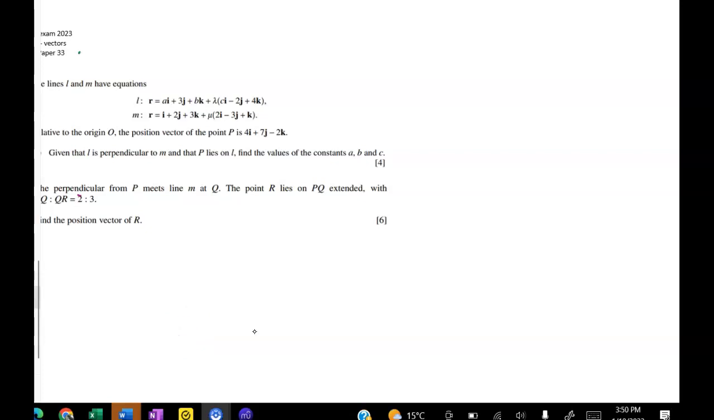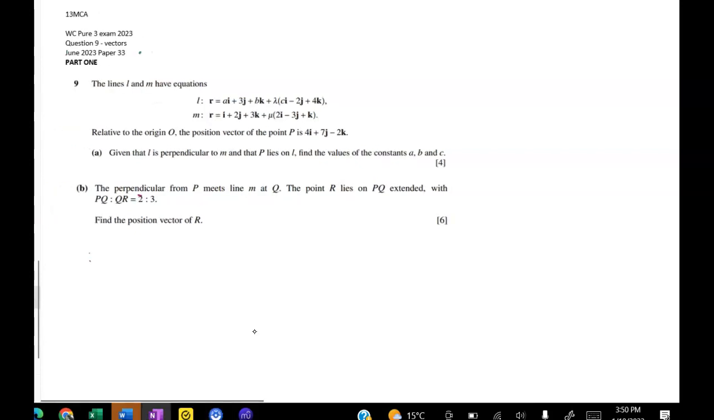Kia ora, this is part 2 of the very long video on the vectors question that I had in this year's school exam. Where I got to in the last video was that we had got all the way through and just about finished. We had found where the perpendicular from P meets line M. It meets it at point Q. And now the last little bit that I've got to do is to figure out the position vector of R.